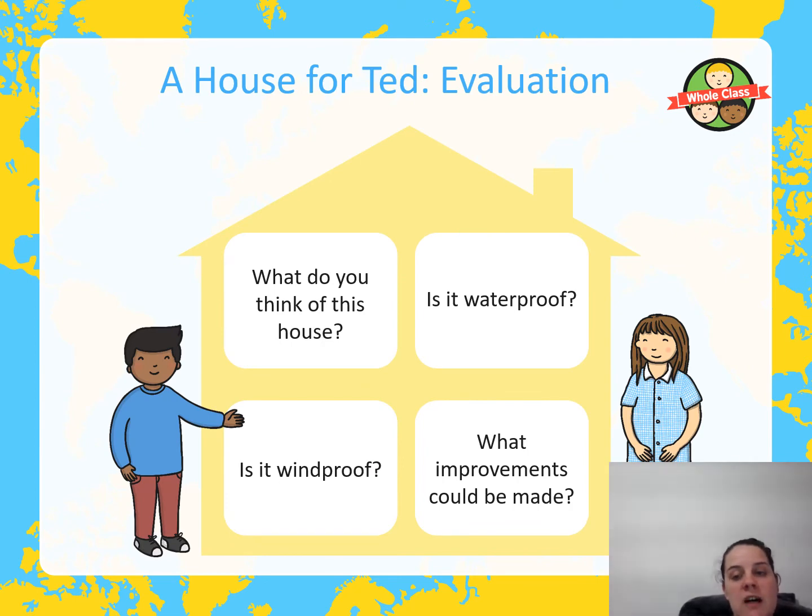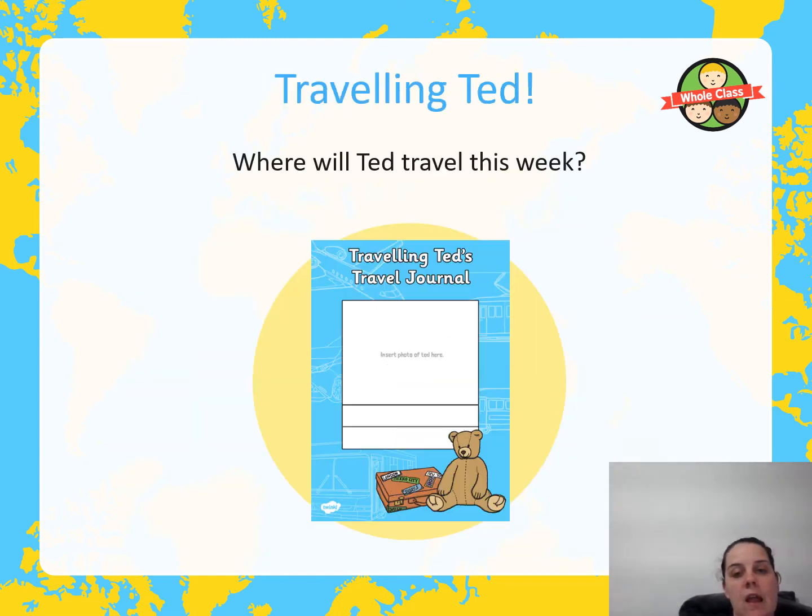Once you've made your house, what do you think of your house? Is it waterproof? Is it windproof? What improvements could be made? What do you think could be done if it's not waterproof or windproof? What do you think you could do to change that? And then next week we'll see where Ted went.